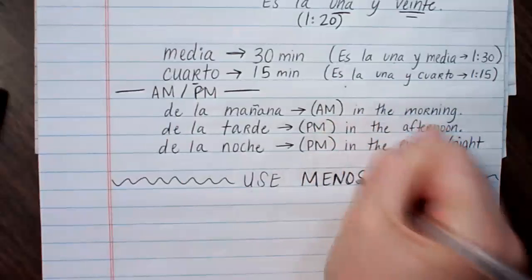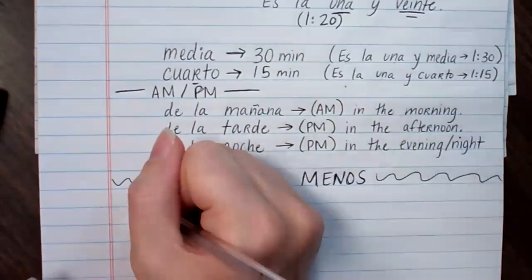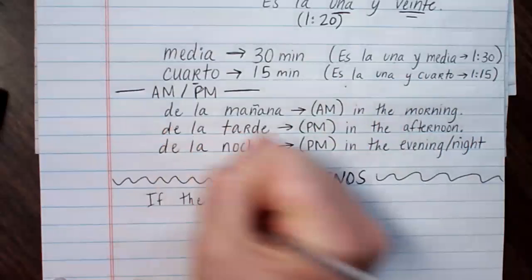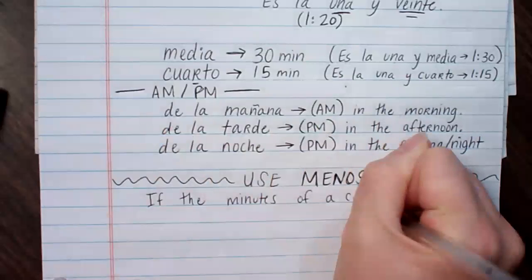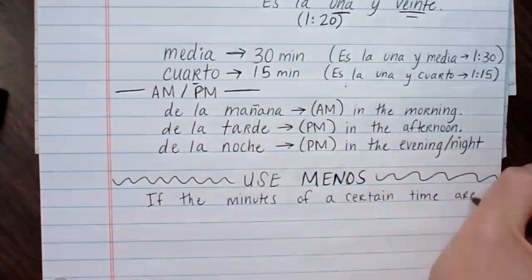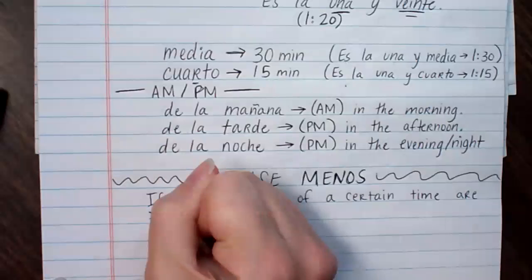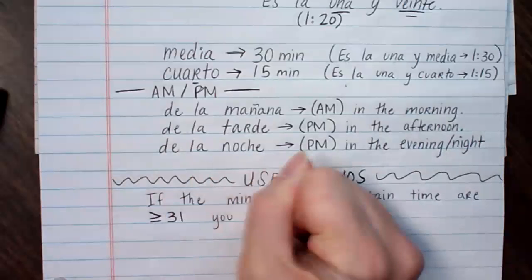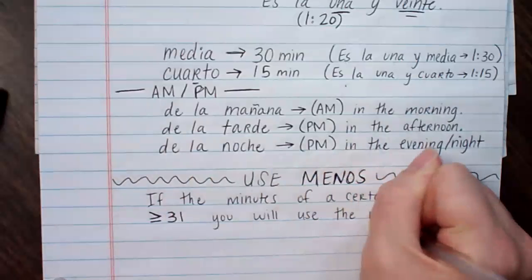So for this class, any time that the minutes of a certain time are greater than or equal to 31, you will use the menos formula.